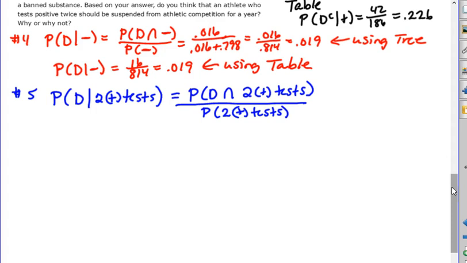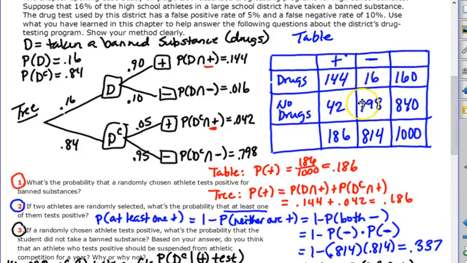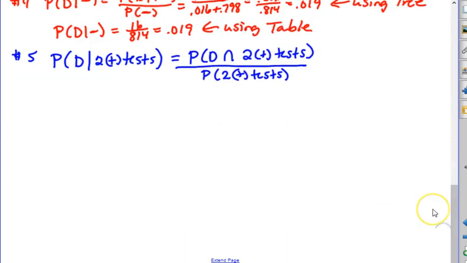So a positive test is going to come from 2 different sources. Or we can look here. What is the probability of a positive test? 186 over 1,000, so 0.186 is the probability of testing positive. So the probability of testing positive is 0.186 times 0.186.